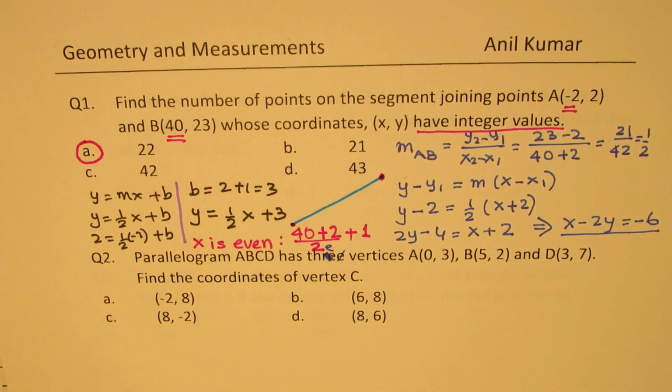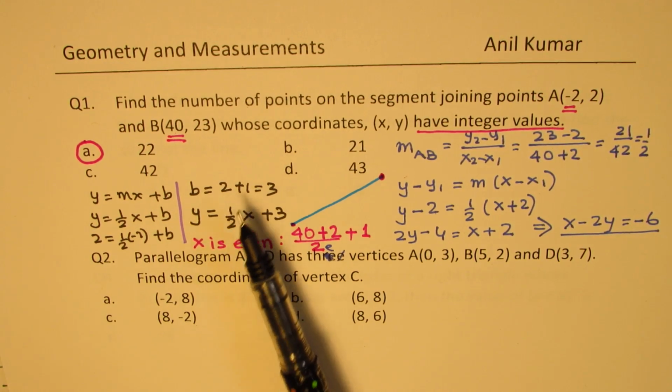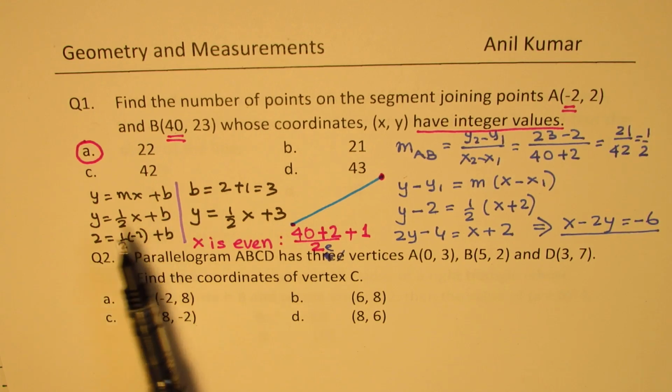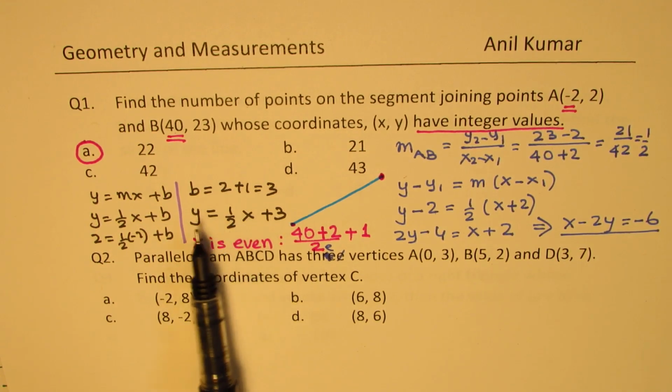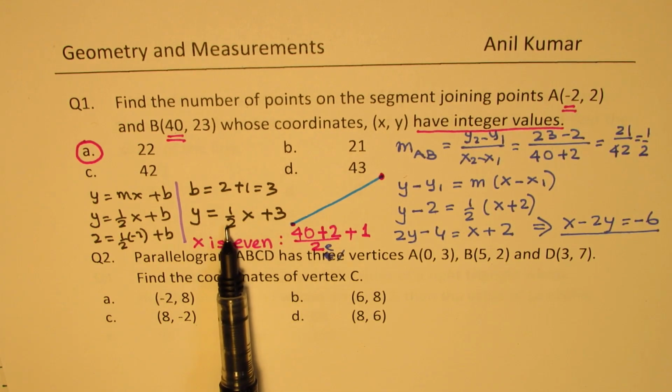Is that clear to you? So let me go through it once again. We'll find the equation of the line segment using slope-intercept form, and a better way is to write y equals mx plus b. Since we can clearly see what values of x will give us integers, we find that x is a multiple of 2, right?